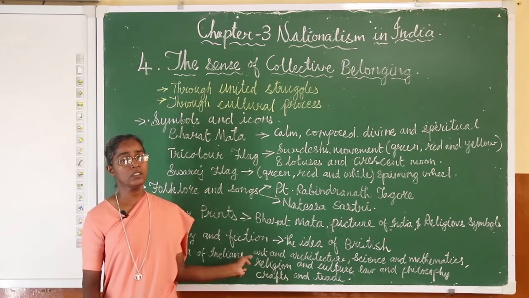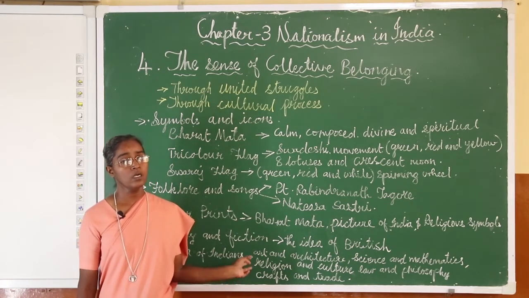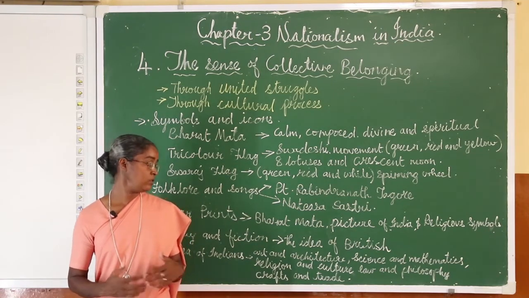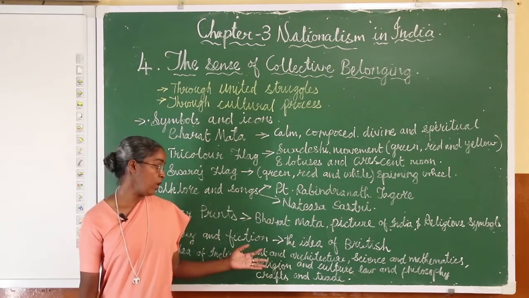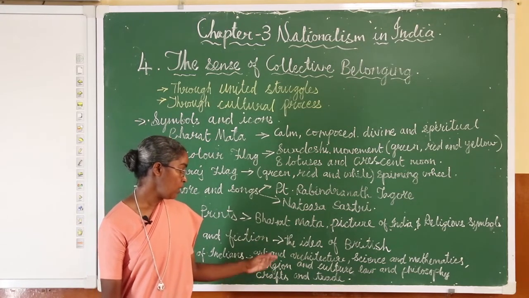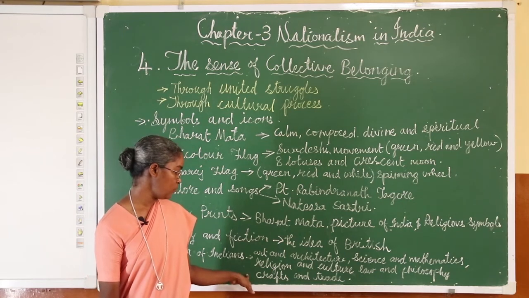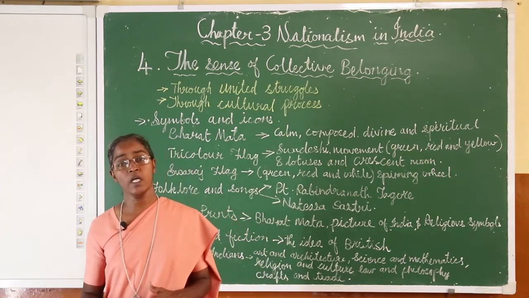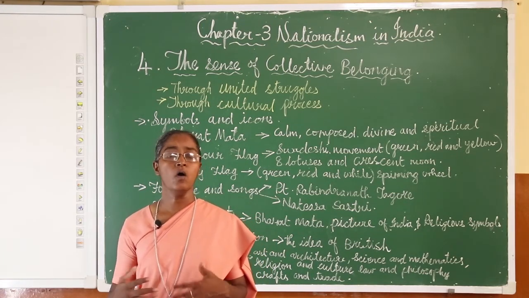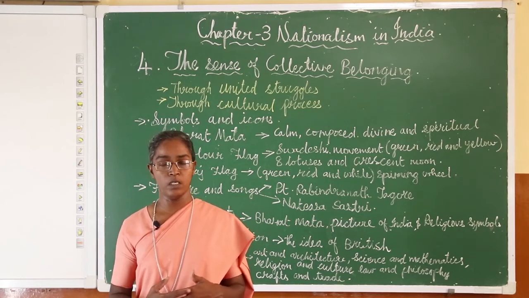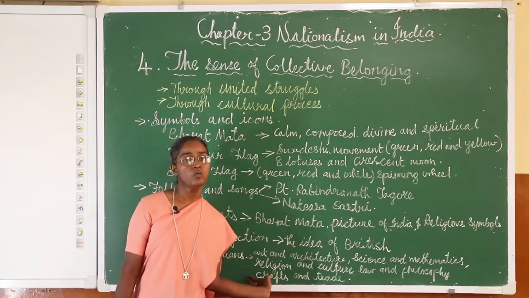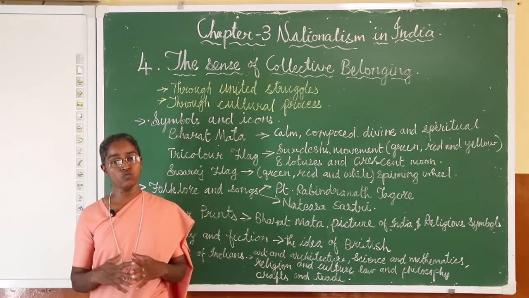Indians started to write these things in their histories, so that people who read it come to the realization that India had a very rich culture of art and architecture, science and mathematics, all these fields we were flourishing, religion and culture, law and philosophy, crafts and trade, these all flourished before the Britishers came. When the Britishers came, they hindered all this growth or development. Therefore, once again, the Indians started to write about these to make the people unite as one to fight against the Britishers.